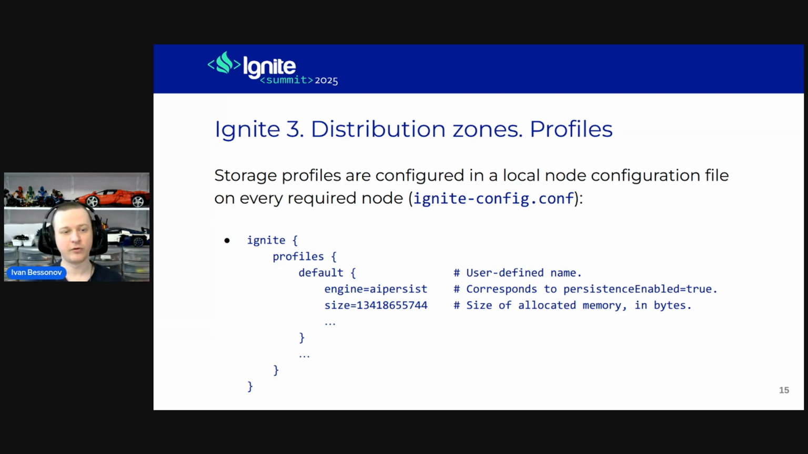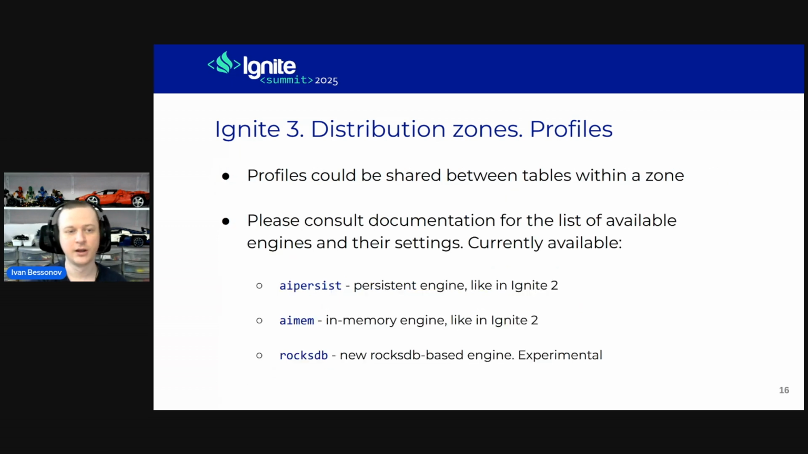Here we have an example of profile named default with size of this amount of bytes and so-called engine equal to AI persist, which is equivalent to having data region with flag persistence enabled equal true. As you see, now it's not just a flag, it's actual value of the engine. And the idea is that for Ignite 3, in principle, we are free to add as many storage engines as we like, and thus as many types of storage profiles as we like.